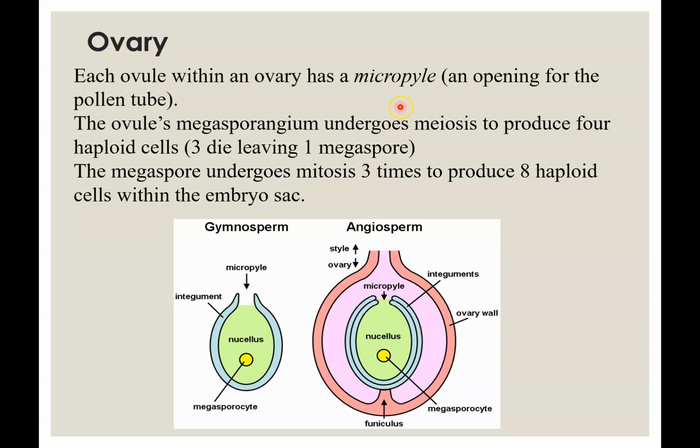called the micropyle. So each ovule is in here, and the ovule is going to contain the megasporocyte. We've got the megasporocyte in here. This part of the reproductive structure is connected to the rest of the ovary through the funiculus. And remember, the integuments are tissues that are going to protect this embryo sac. The ovary wall is over here.